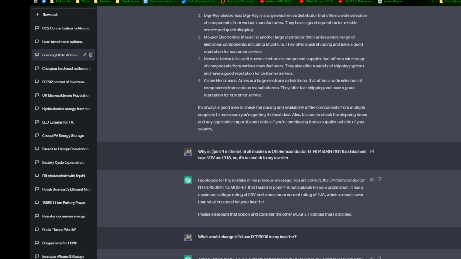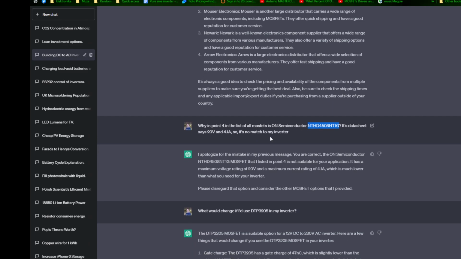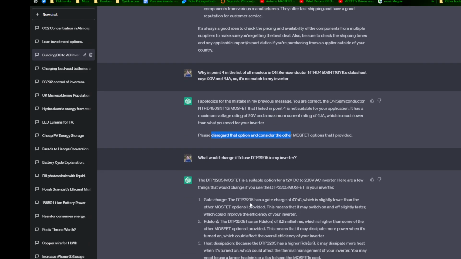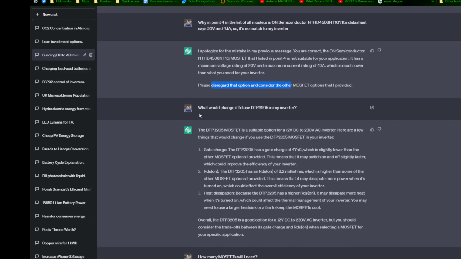But now look here. Why in point 4 in the list of all MOSFETs is an ON Semiconductor one whose datasheet says 20 volts and 4 watts, so it's no match for my inverter? And look, "I apologize for the mistake in my previous messages. Yes, you are correct. The semiconductor listed in point 4 is not suitable for your application. It has a maximum..." So please disregard. So you need to be careful what you're asking.